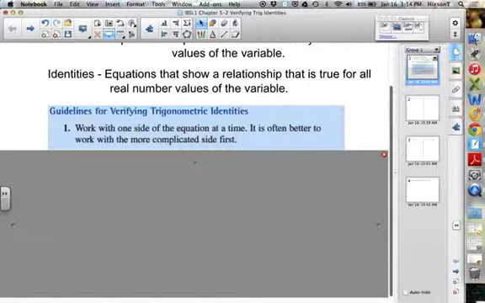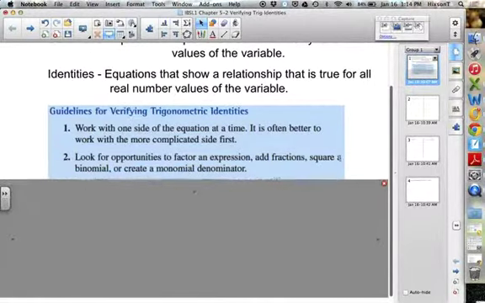It is technically legal to work with both sides. The one thing you don't want to do is add something to both sides or subtract something. Don't treat it like an equation in that sense. But it is okay to simplify both sides, and then you end up with something that's the same on both sides of your equation.